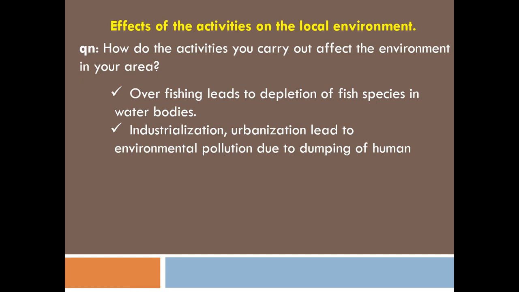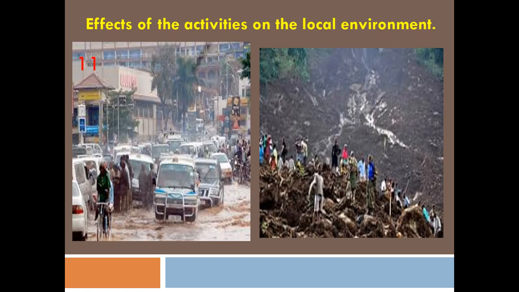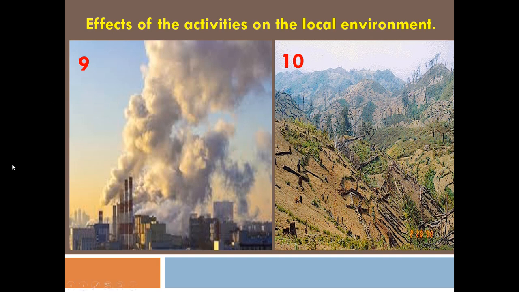Look at photograph number 8. Photograph number 9. The human activity, industrialization, urbanization. These are industries in an urban center. What is the effect? We have air pollution. This is smoke, industrial smoke, or these are industrial fumes being emitted into the atmosphere.